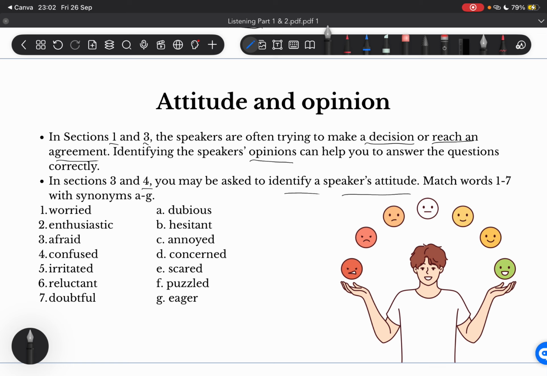Here we've got some words and synonyms. We have to match them. For example, if a speaker says, "I'm worried," in the questions, we might choose the speaker is concerned. And then enthusiastic, eager, afraid. If they say afraid, you can choose the speaker is scared, confused, puzzled, irritated, annoyed, reluctant, hesitant, doubtful, dubious.